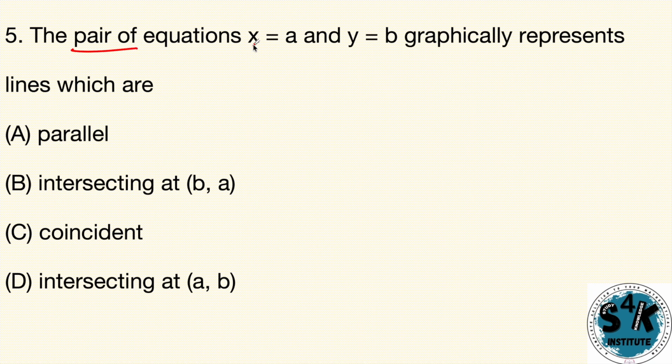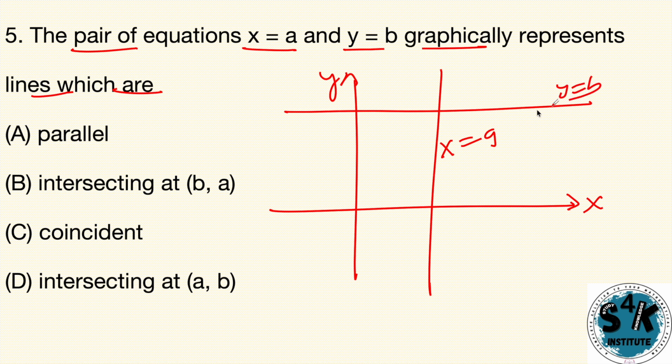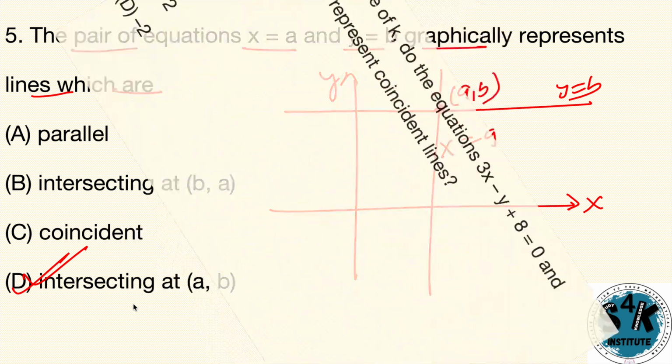Now the pair of equations x is equal to a, y is equal to b graphically represents lines which are, this is x, this is y. If I draw x is equal to a, this is the line. If I draw y is equal to b, this is the line. So they will intersect at a comma b. Okay, let's do the next question.